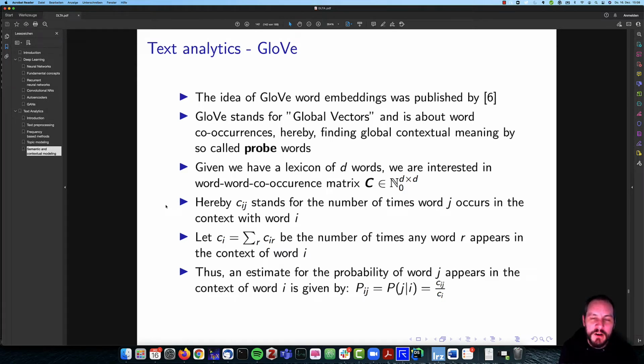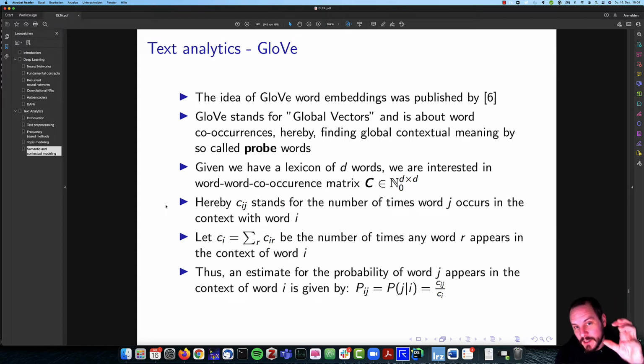So in our overall document, maybe "like" stands 12 times on the left of "text", or maybe 12 times either to the left or to the right of the word "text". Then the co-occurrence of the word "text" and "like" will be 12. Okay, and this is the co-occurrence matrix. We come to that at a later point.